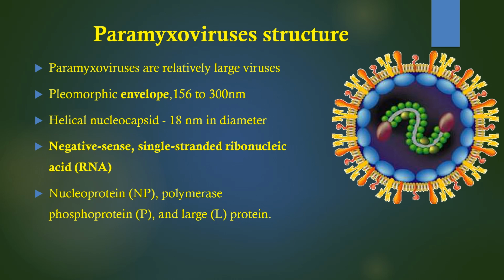Structurally, the paramyxoviruses are relatively larger in size with a pleomorphic envelope of 156 to 300 nanometers in diameter. The inner helical nucleocapsid symmetry is 18 nanometers in diameter, and the nucleocapsid consists of a negative sense single-stranded RNA associated with the nucleoprotein NP and a polymerase phosphoprotein P, and large L protein. The L protein is the RNA polymerase and the P protein facilitates RNA synthesis. The NP protein helps maintain the genomic structure.